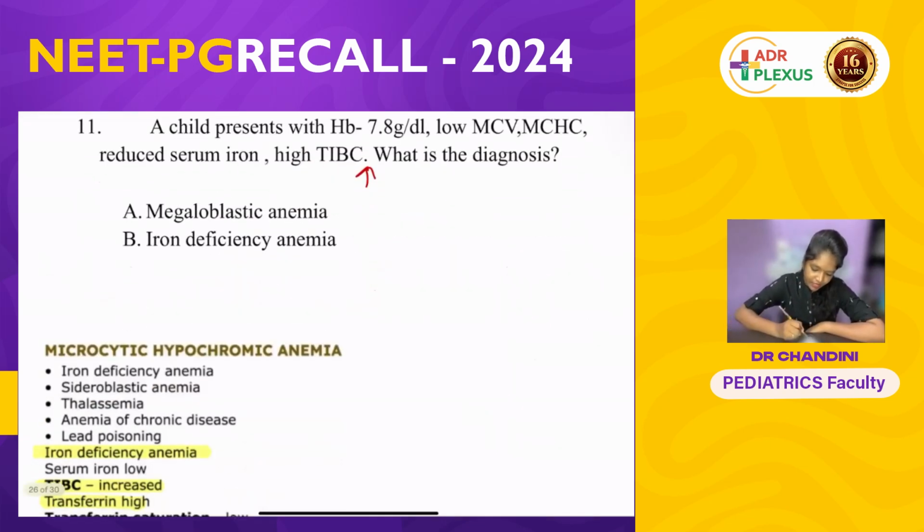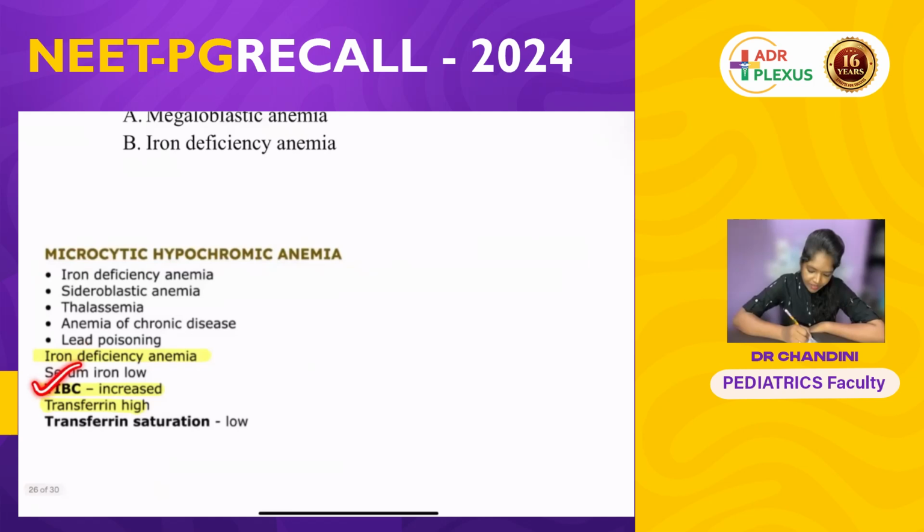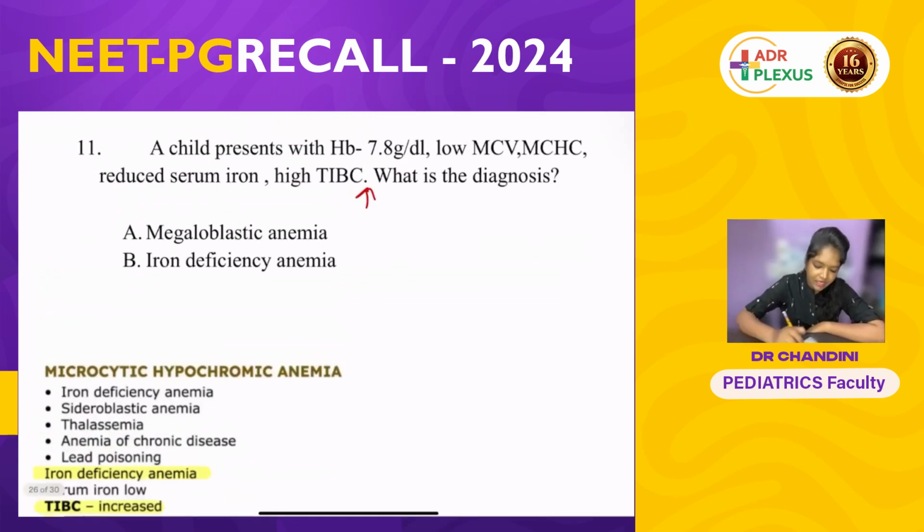Serum iron low, TIBC increased, transferrin high, transferrin saturation low. The direct answer here is iron deficiency anemia. Simple question and a repeat question.